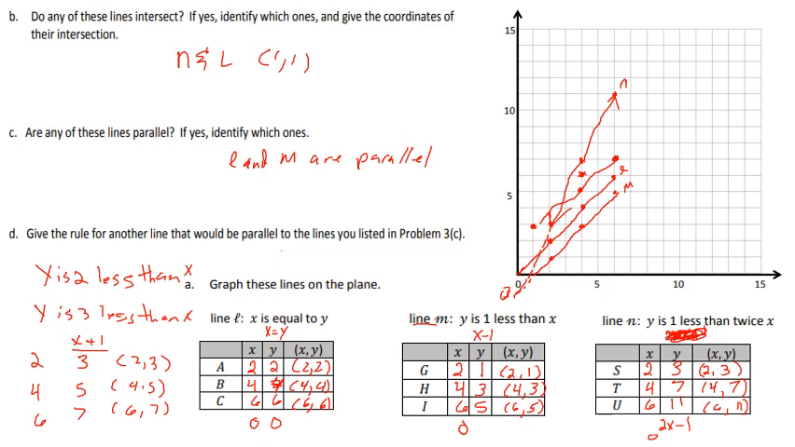So, if it's x plus 1 or x minus 1, it's still going to be parallel to x equals y. Just depends on which side of the line that you end up drawing it. And I hope you understood that. All right? All right. Thank you.